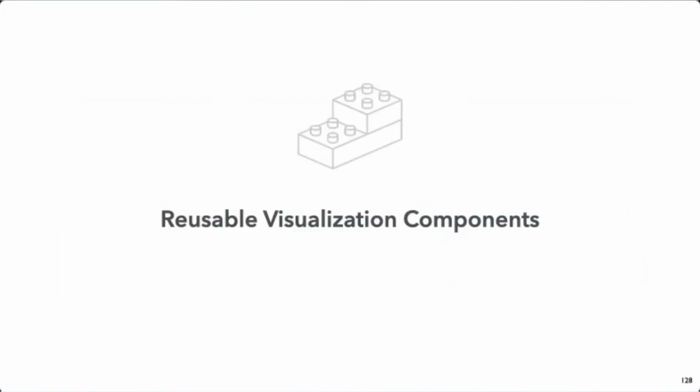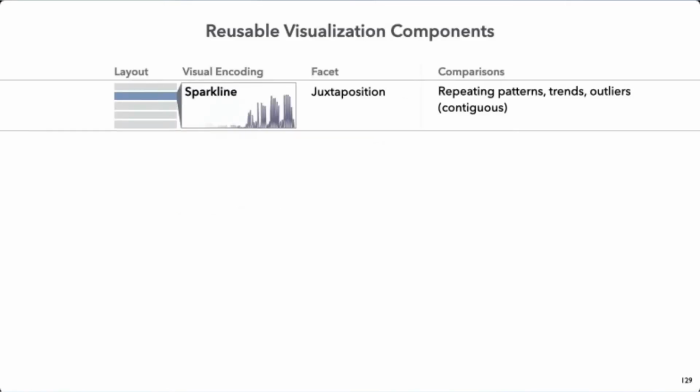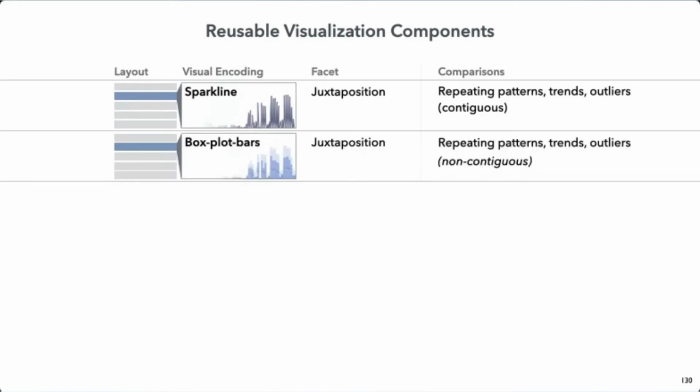And so what we ended up doing was not trying to reinvent the wheel for every one of these, but really thought about building reusable visualization components that would be useful across these multiple interfaces. And so in terms of the visual encoding design, one of the things we thought about was, when do we want to actually have these very compact sparklines where we could juxtapose many of them side by side? That's good for things like patterns and trends and outliers. Things like box plot bars for repeating patterns.